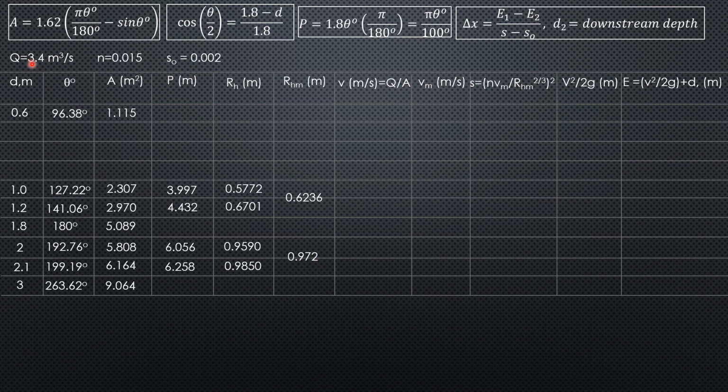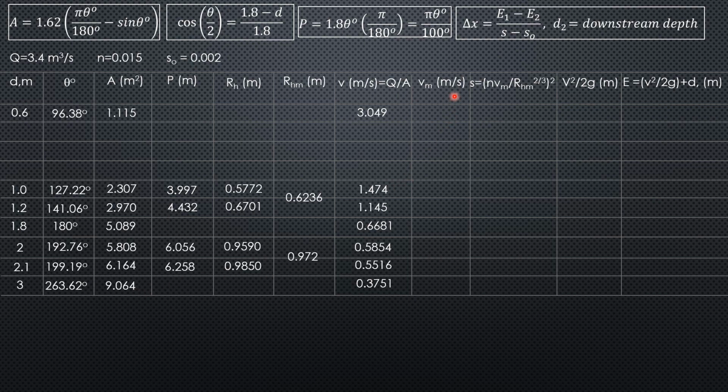Velocity is Q over area. Q is 3.4 divided by 1.115. So all these depths must be filled up for velocity because we compute velocity head later. So 3.4 over 1.115 is 3.049. 3.4 divided by 2.307 is 1.474. 3.4 over 2.970, 1.145. 3.4 divided by 5.089 is 0.6681. 3.4 divided by 5.808 is 0.5854. 3.4 divided by 6.164 is 0.5516. 3.4 divided by 9.064 is 0.3751.